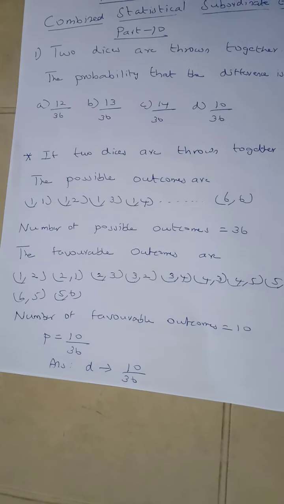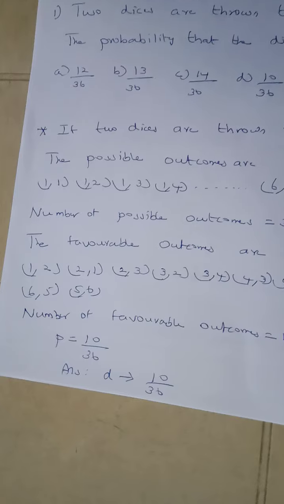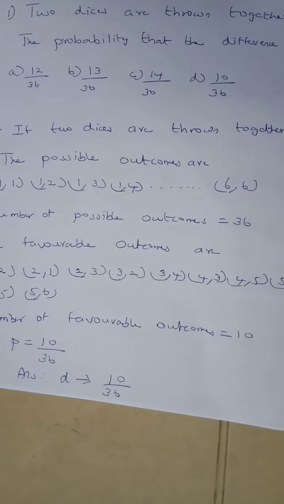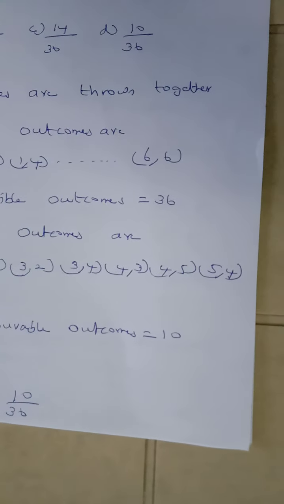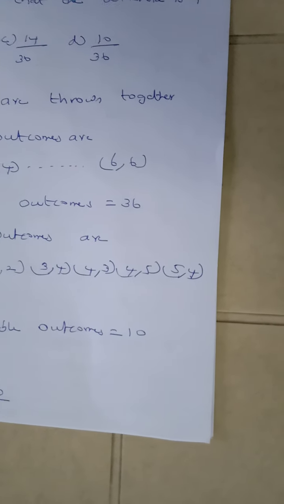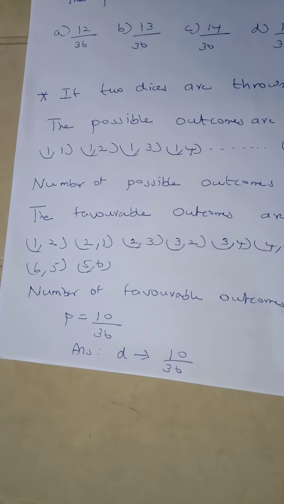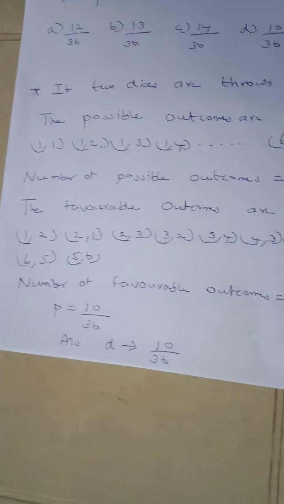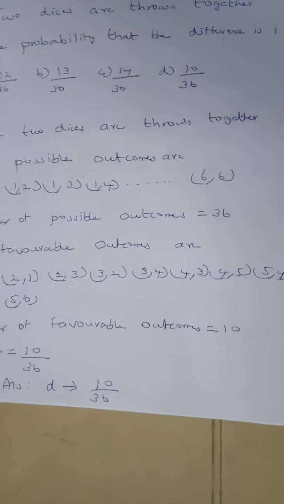Here what is the favorable outcome? The difference should be equal to 1. So what are the favorable outcomes? 1,2, 2,1, 2,3, 3,2, 3,4, 4,3, 4,5, 5,4, 5,6 and 6,5. So number of favorable outcomes is equal to 10. So probability is equal to 10 by 36. So the correct option is D, 10 by 36.